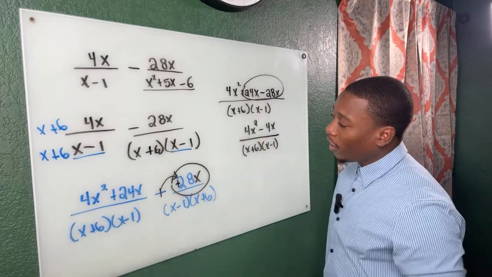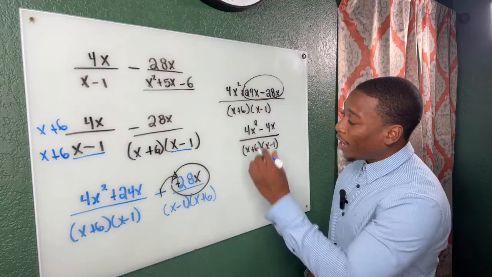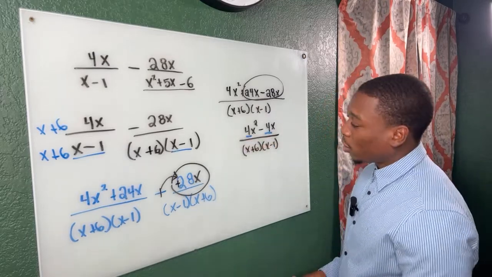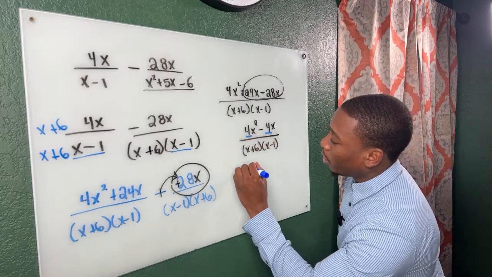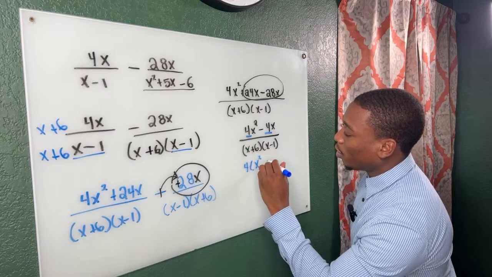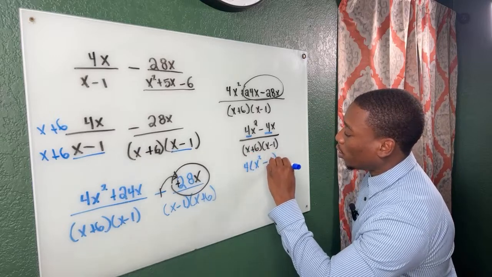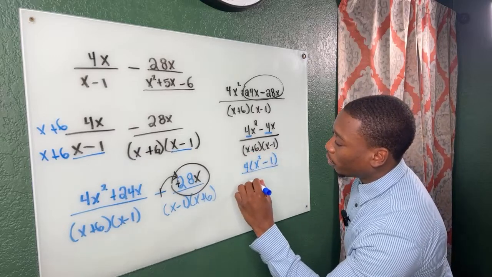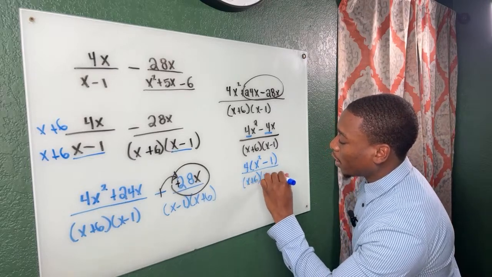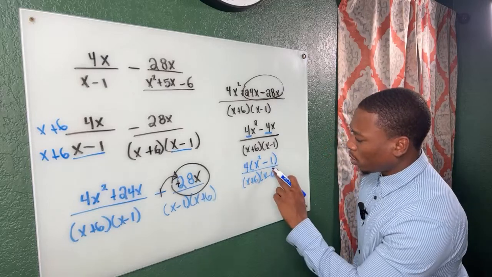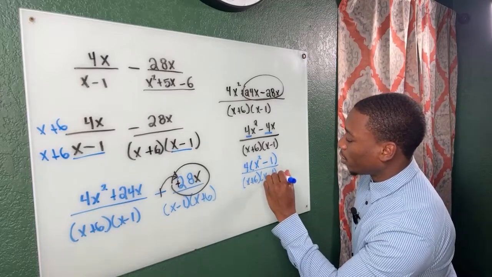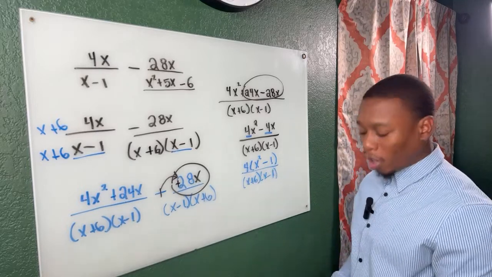And I'm looking right here and I know that I have a greatest common factor of 4. So when I pull that out, I pull out 4, I'm left with x squared minus 1 all over x plus 6 times x minus 6. Oops, not x plus 6 times x minus 1. Ooh, sorry, guys. I was thinking ahead of the problem.